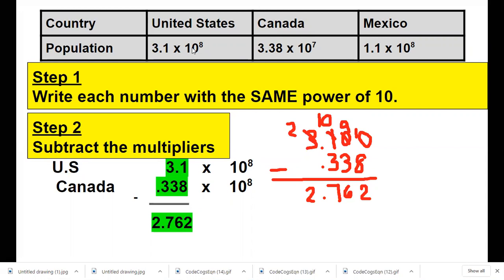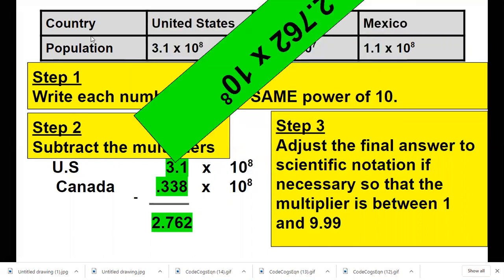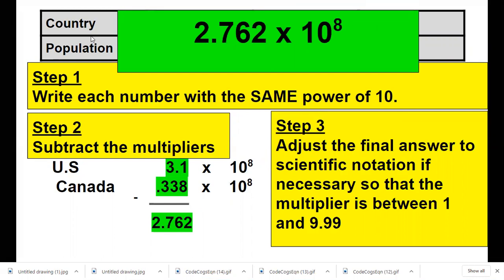Okay. Then we adjust the final answer to scientific notation if necessary. So the multiplier is between 1 and 9.99. Well, 2.762 is already between 1 and 9.99, so we're done. It's just 2.762 times 10 to the 8th, right? Because we changed them to eighths.